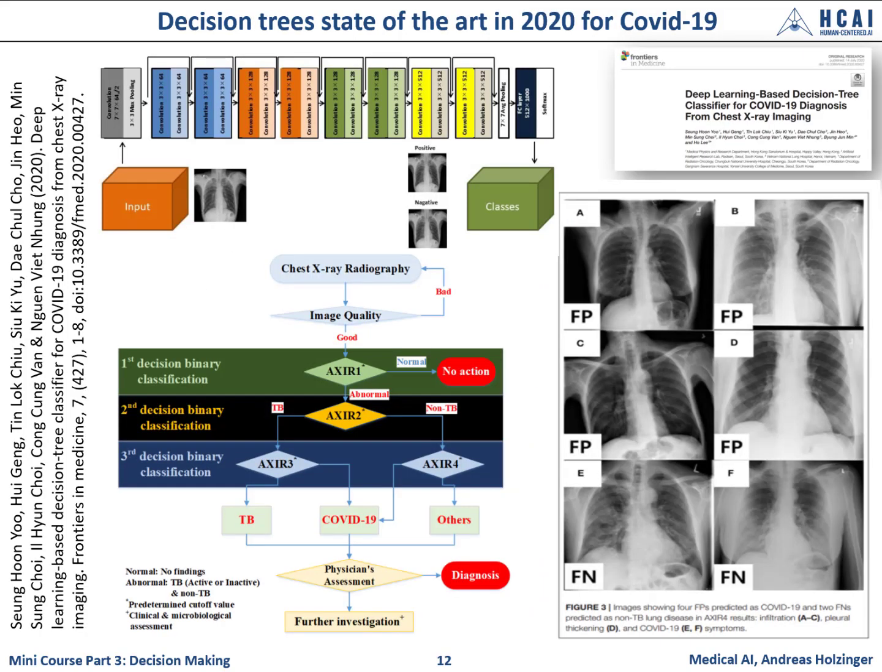And here, decision tree state of the art in 2020 for the COVID-19 pandemic. The pandemic has resulted in an increased demand for testing, for diagnostics, for treatment. The reverse transcription polymerase chain reaction, as seen here, is the definitive test for the diagnosis of COVID-19. And X-ray radiography is also a fast and affordable test that identifies possible related pneumonia.